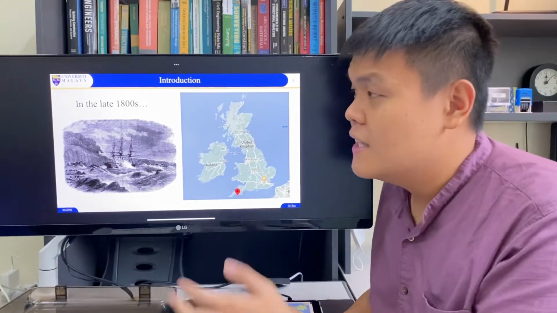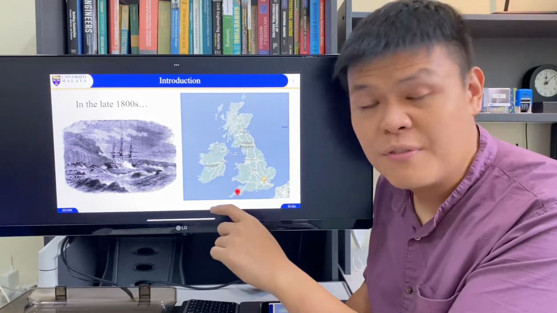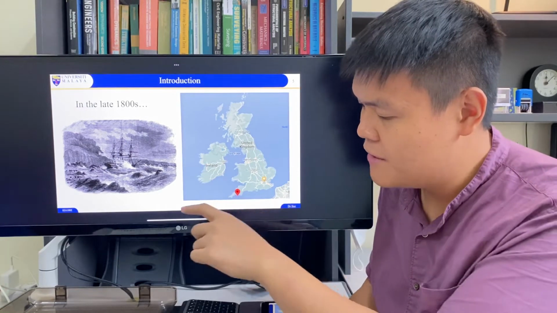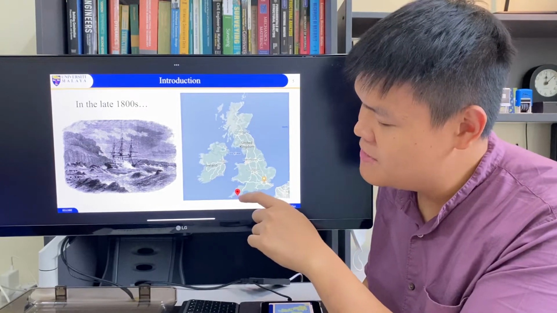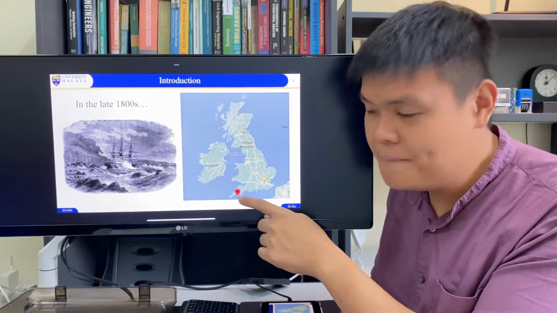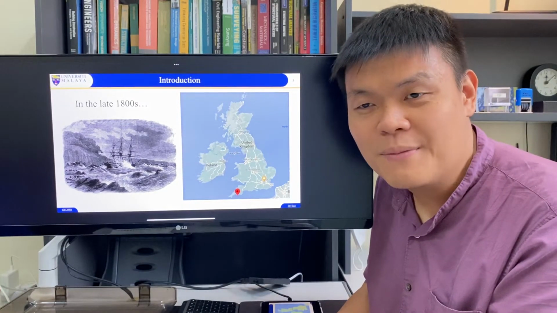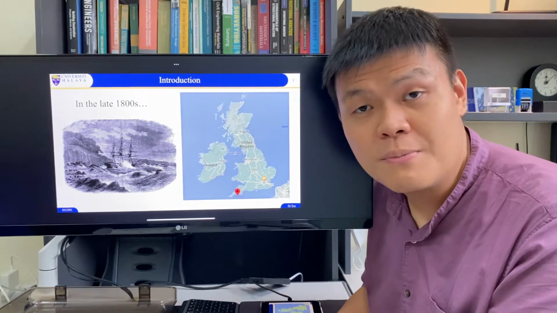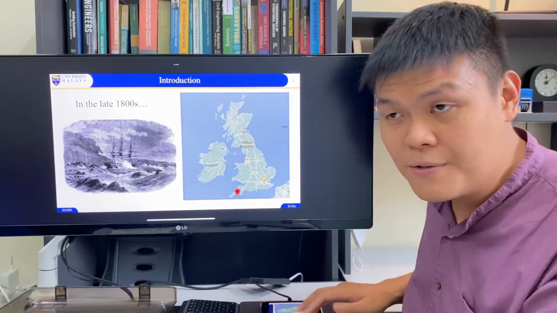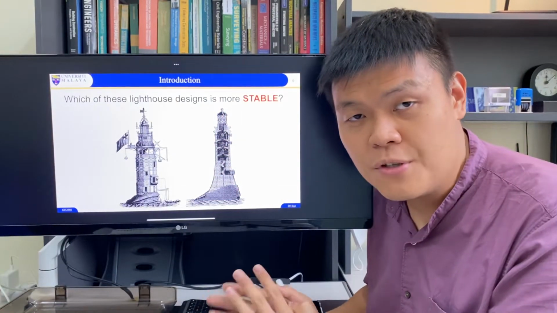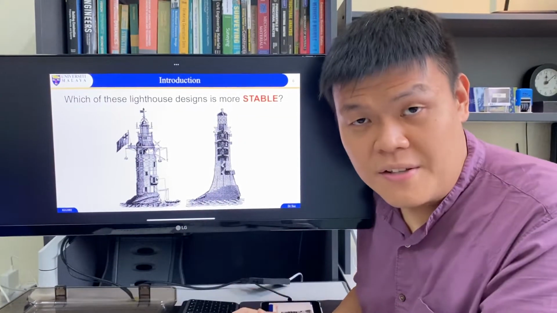So in the late 1800s, there was a shipping lane which a lot of ships at the time liked to use to travel to London. But unfortunately, in this part here, with this red mark, there are some very sharp and prominent rocks, which always caused a lot of ships to be wrecked. So what they did was put up a lighthouse, and they put many lighthouses, not just one. And these two were some of the designs that were chosen.